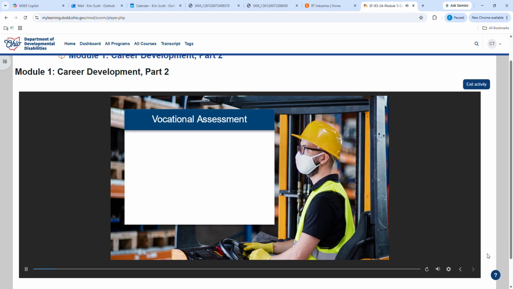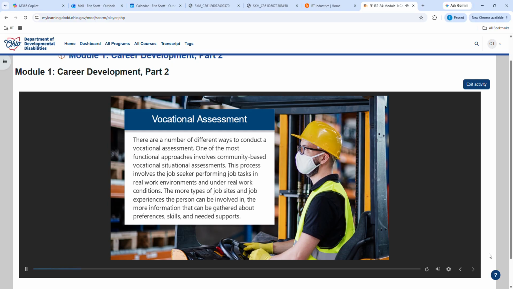Vocational Assessment. There are a number of different ways to conduct a vocational assessment. One of the most functional approaches involves community-based vocational situational assessments. This process involves the job seeker performing job tasks in real work environments and under real work conditions. The more types of job sites and job experiences the person can be involved in, the more information that can be gathered about preferences, skills, and needed supports.